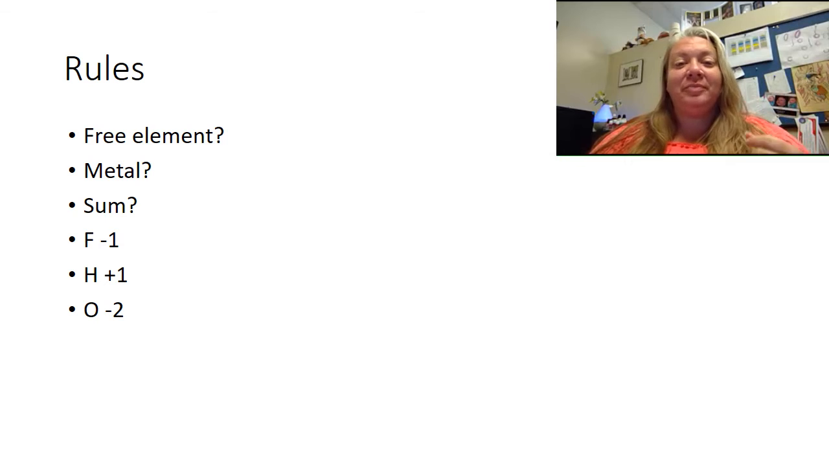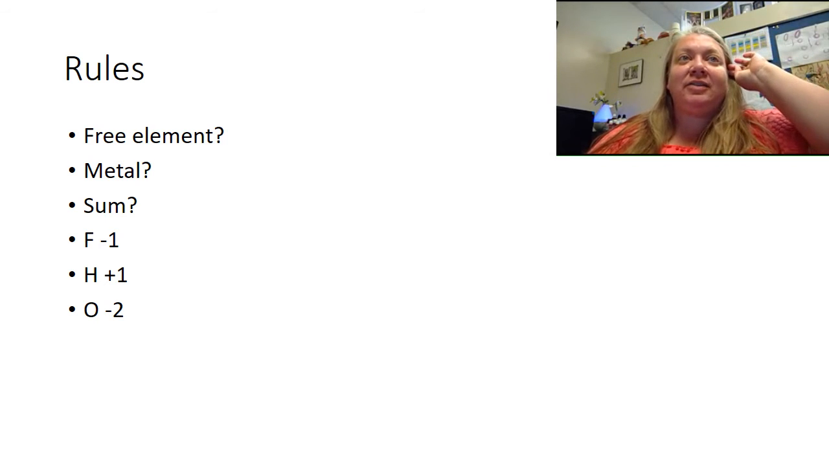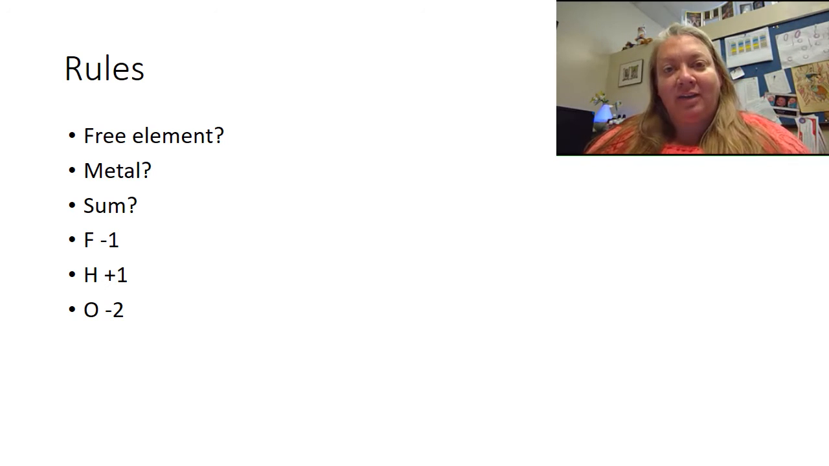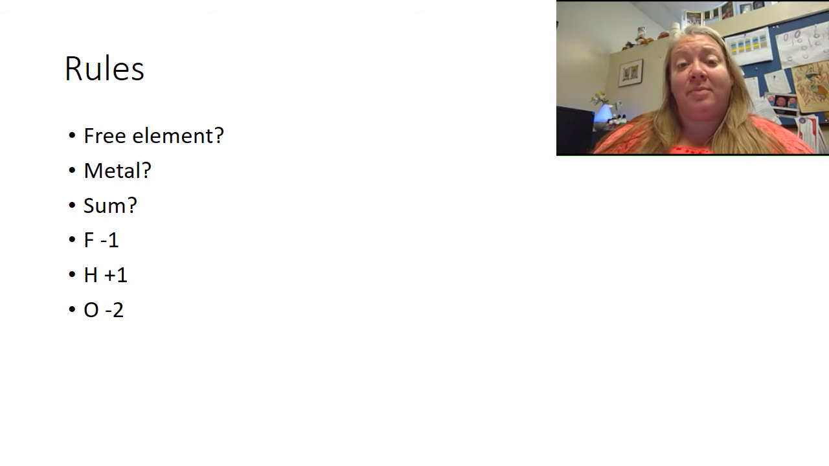Rule number 2. Now in your book it talks about, is it a simple monatomic ion? Well, for us, usually the only simple monatomic ions we look at are whether or not it's a metal in a compound or a metal that has a charge. There's some others, I'll show you an example, but that's the main one. So I always put metal question mark.